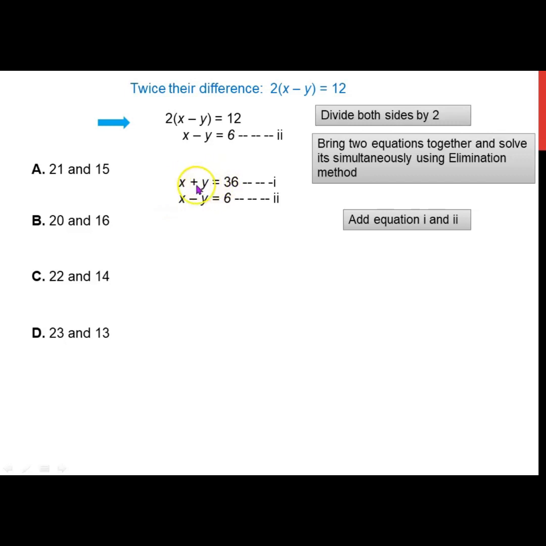Now, let's add the two together. We have x plus x, that is 2x. When we add the y terms, they cancel out. Now, 36 plus 6 is equal to 42. Now we can divide both sides by 2, so x will be equal to 42 divided by 2, because the 2 will cancel out, and x will be equal to 21.